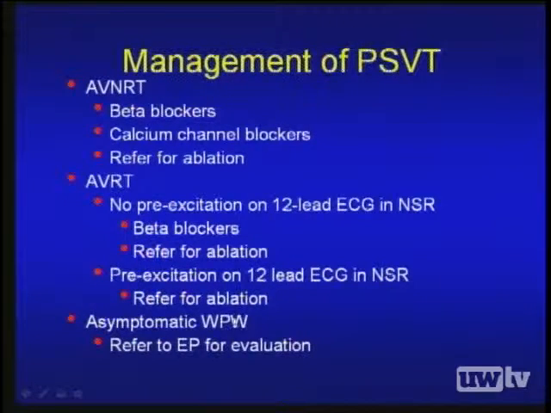Now, what about asymptomatic WPW? Those patients should at least be seen by the electrophysiologist and receive an evaluation. It doesn't necessarily mean that we'll take them to the lab and ablate them and get rid of their delta wave. If they truly have no arrhythmias, we think that they're in a low-risk situation, we may do nothing for them, but they should be seen and evaluated.